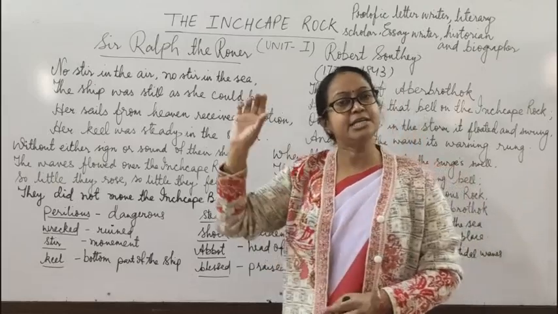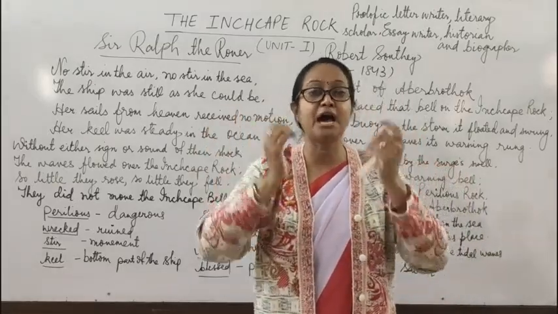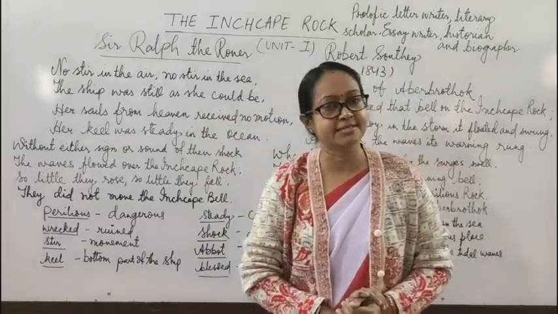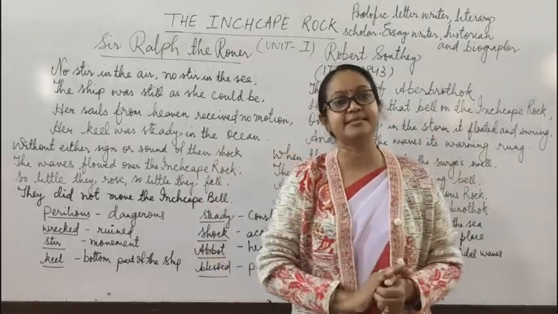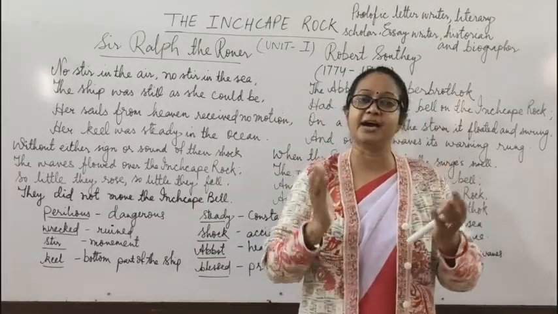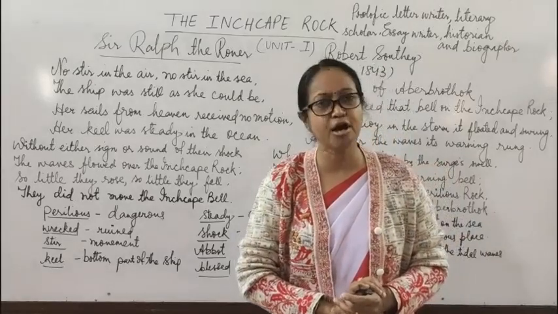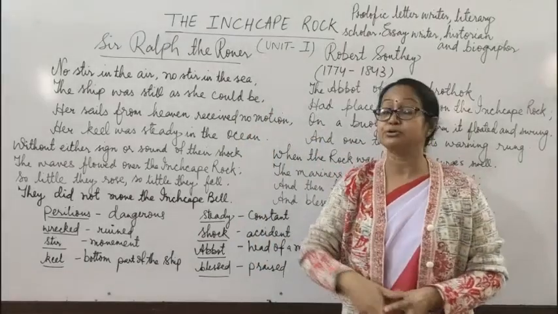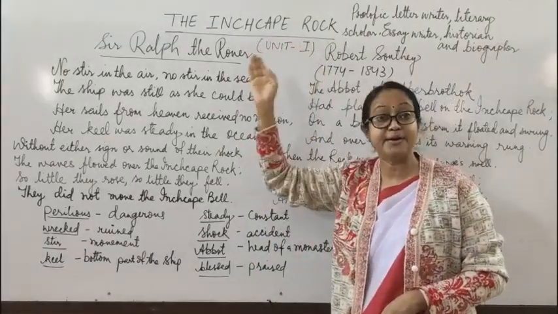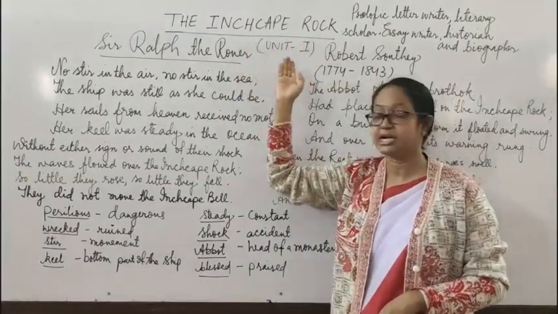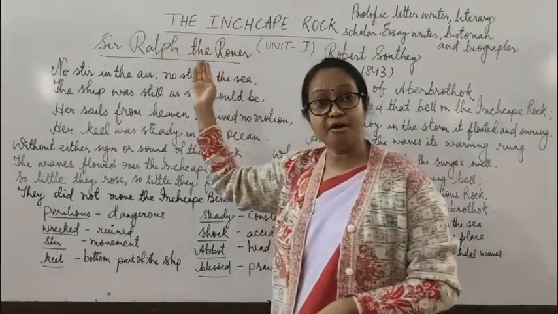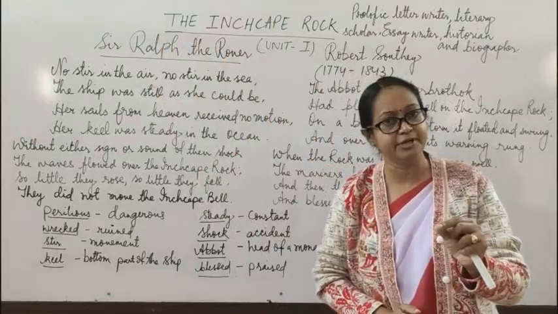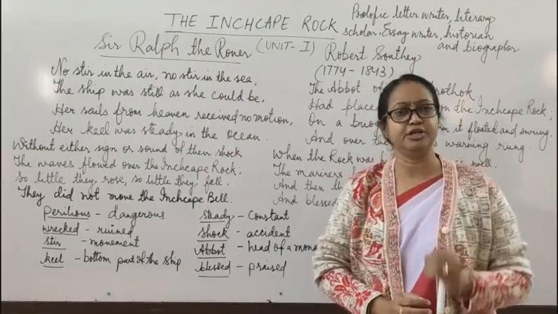As the rock was a few inches above the sea, it was visible during the low tides, but was covered by the sea during the high tides or when the sea was stormy or rough. This poem, The Inchcape Rock, is about this notorious rock or perilous reef, and about Sir Ralph the Rover, who had to pay with his life because of committing the crime of removing the Inchcape bell.